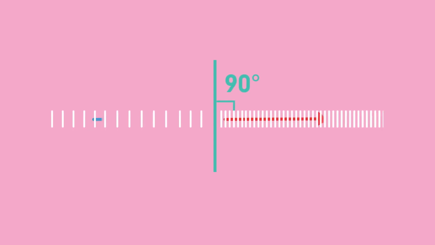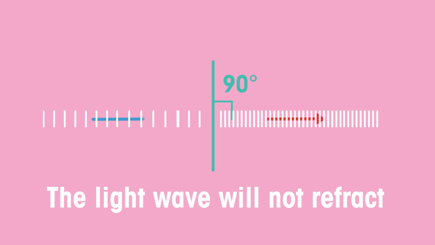There is one special case you need to know. Refraction doesn't happen if the waves cross the boundary at exactly 90 degrees. If this happens, they carry straight on.